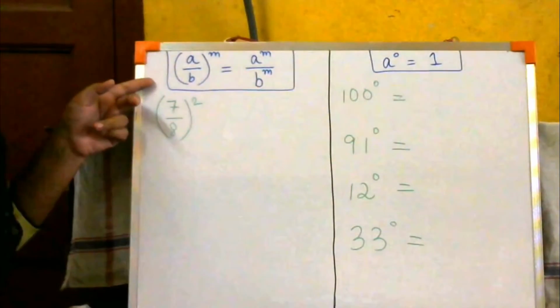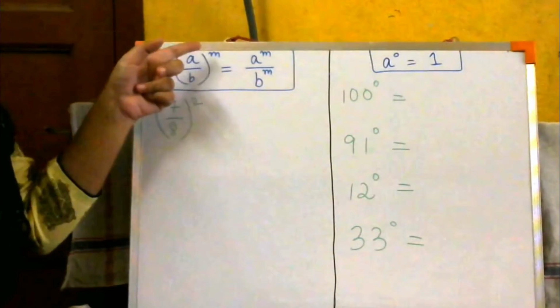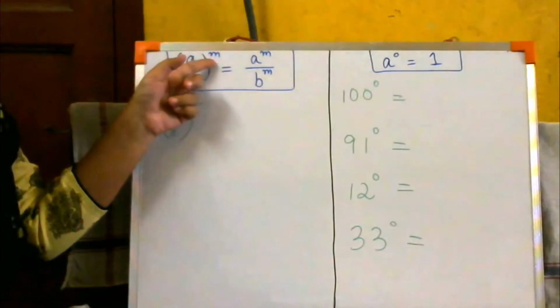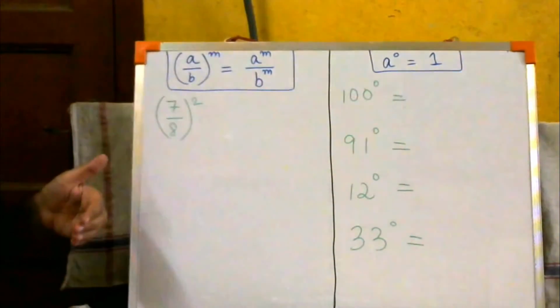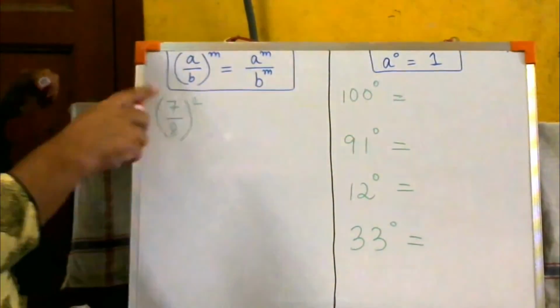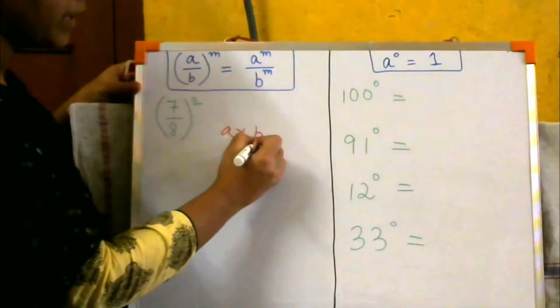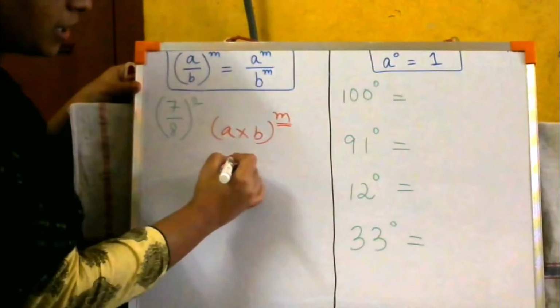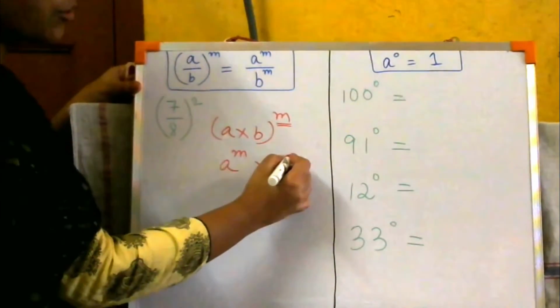So what does law number 7 say? a by b to the power m. a by b is inside the bracket and outside the bracket there is a power m. Just now in the previous video I was speaking about this formula, that was a into b to the power m, and when I opened the bracket, this power m belonged to a also, it belonged to b also.